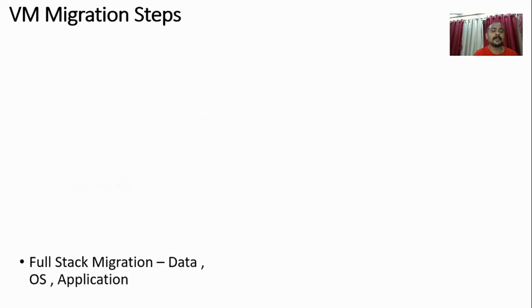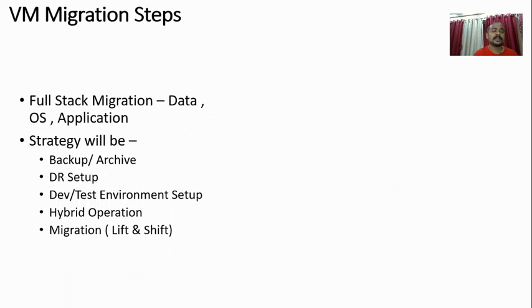I'll go to the VM migration steps. So understand this: full stack migration. When you do a VM migration, VM means your compute unit. What does it hold? Application, where the application resides on top of your operating system, and the application accesses data. So when you do that VM migration, it includes data, operating system, and the application. Then it is called full stack migration.